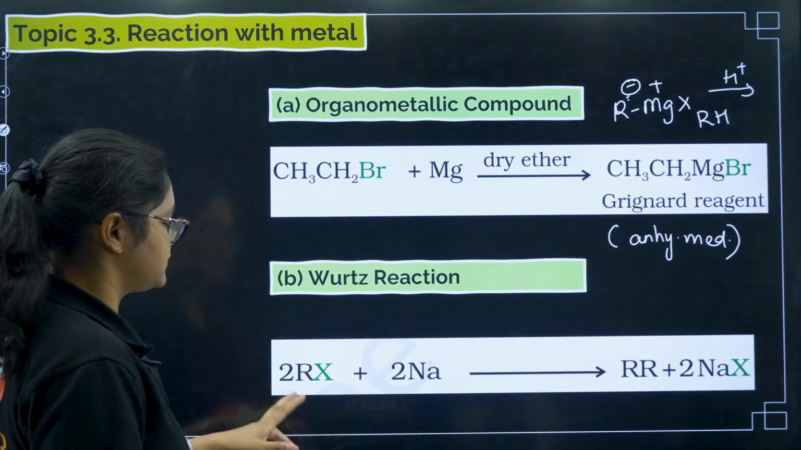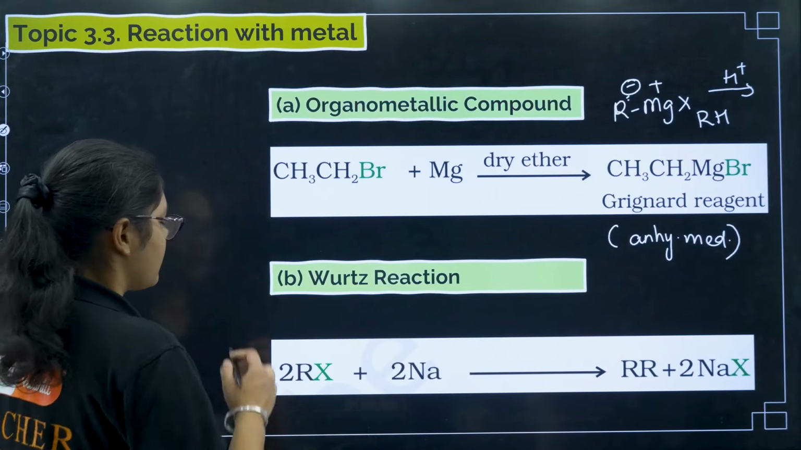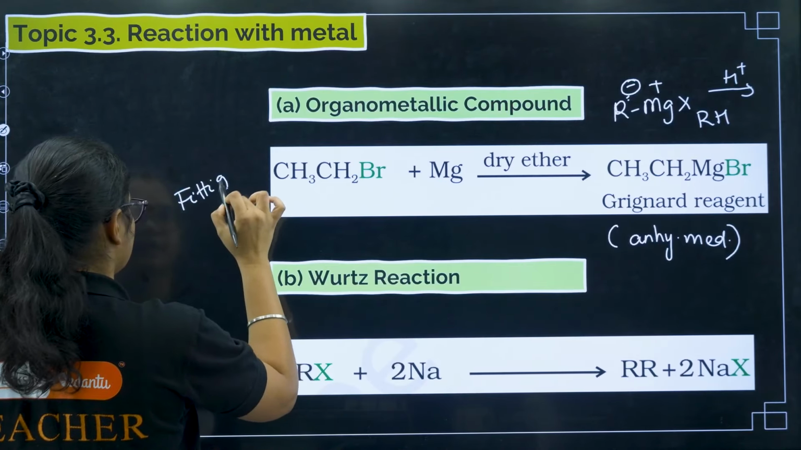Next, coming to Wurtz reaction. Wurtz reaction, what is there? Simple, RX plus Na will give you R-R plus NaX. From Wurtz reaction, you also have here Fittig reaction, right? Fittig reaction is what?